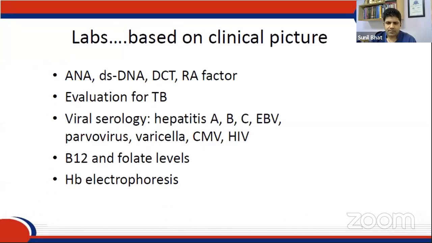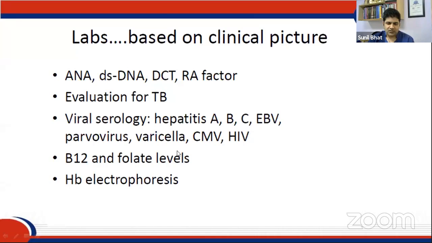Now, based on your history, physical examination, and the basic evaluation you have done on the CBC, you may go ahead and do further specific investigations to find out the cause of pancytopenia. For example, if you're suspecting a collagen vascular disorder, ANA, double-strand DNA, and DCT may be worthwhile. Evaluation for tuberculosis and other viral infections. As I said earlier, EBV, CMV, hepatitis B, and HIV are very common infections which can lead to pancytopenia. Vitamin B12 and folate levels may be required.